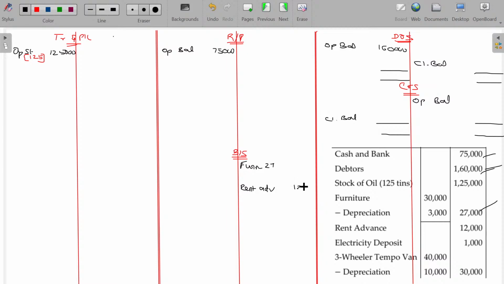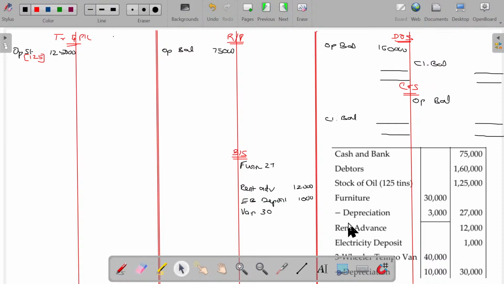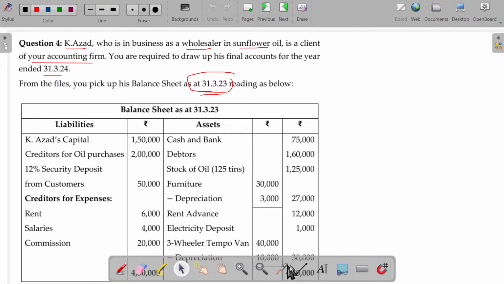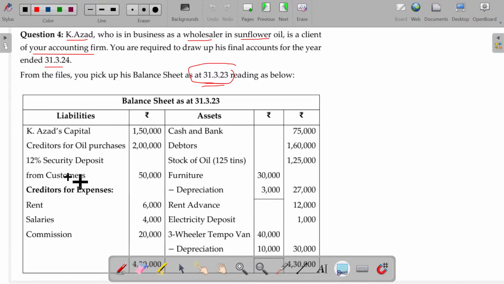The value being 12,000. Rent deposit, as well as we have the electricity deposit, EB deposit, 1,000. Three-wheeler tempo van, 40. After depreciation, it is 30. So we have posted all the asset items. Wherever can be posted, we have posted. Now let's move on to the liability side items to be posted here.